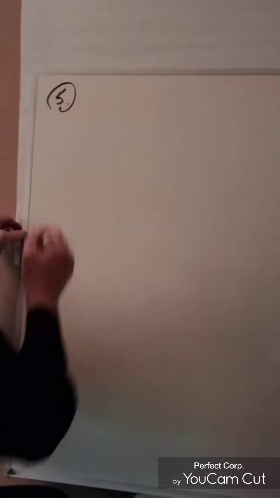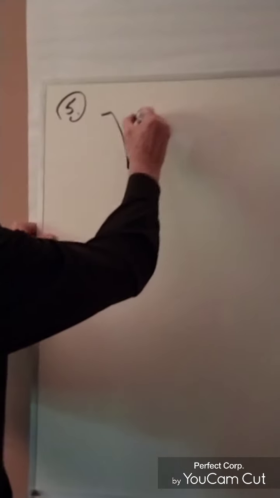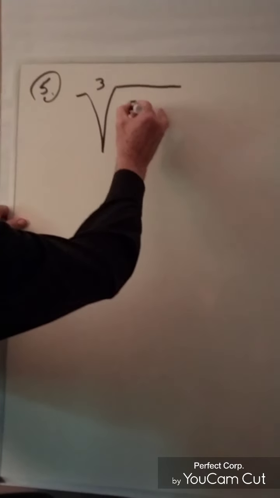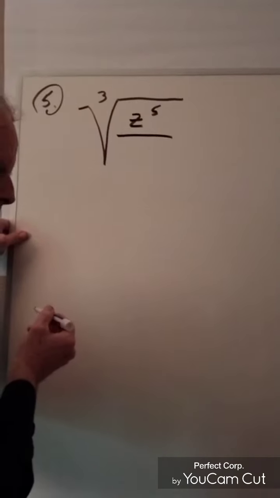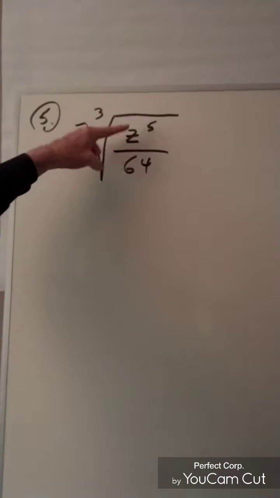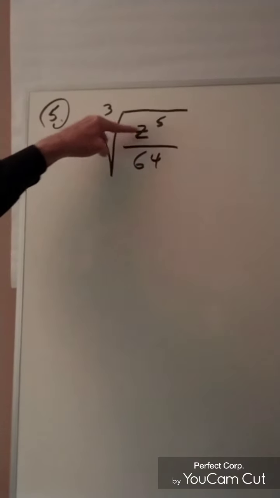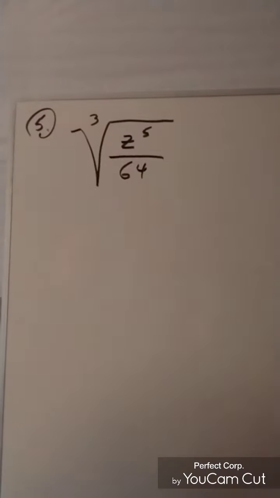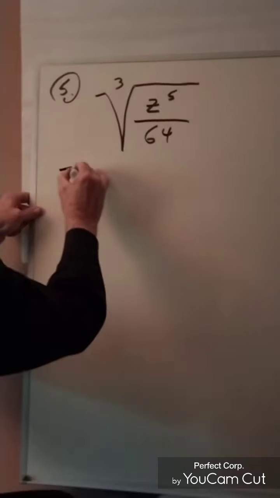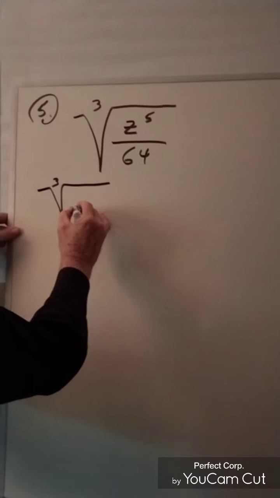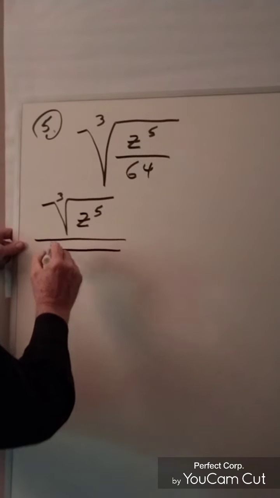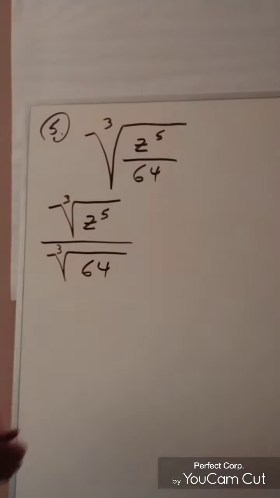Number 5, we'll change the index. The cubed root of z to the 5th over 64. Look inside the house. See if there's any reducing, any dividing, reducing. There isn't any. So we'll split it. That will become now the cubed root of z to the 5th over the cubed root of 64.